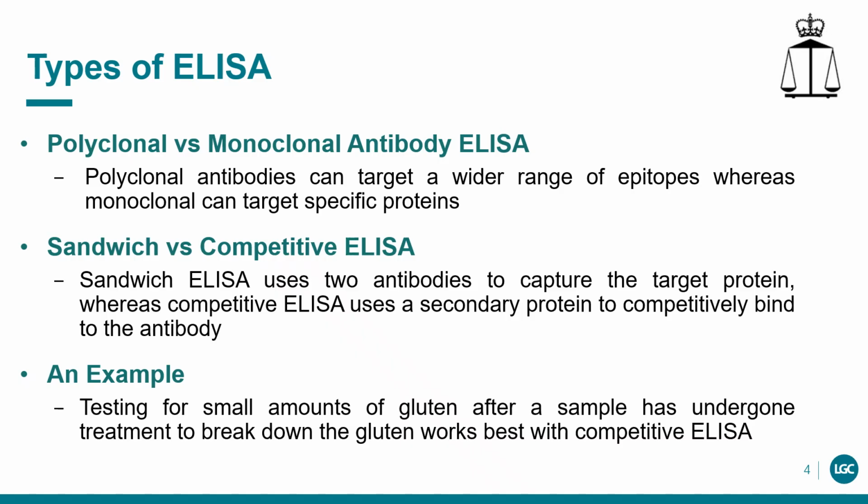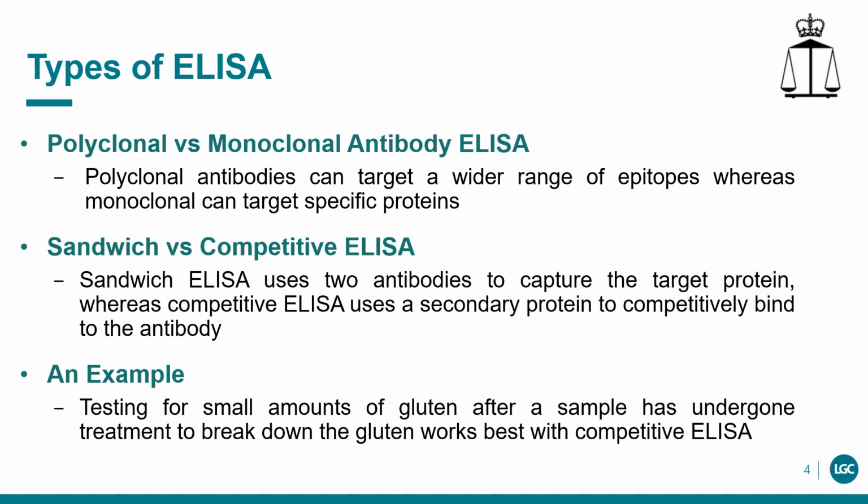Conversely, monoclonal antibodies target a specific protein and therefore may be used to distinguish between similar proteins and can help reduce the risk of cross-reactivity. Aside from the type of antibody employed, ELISA approaches differ in the reporter system they employ. In broad terms, these can be based on either a sandwich or competitive assay approach. Sandwich ELISA involves using two antibodies to capture the target protein, whereas competitive ELISA utilizes a secondary protein to competitively bind to the antibody and enable the quantification of the target protein.